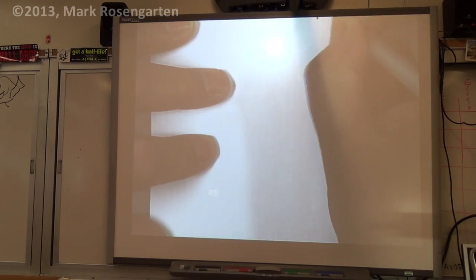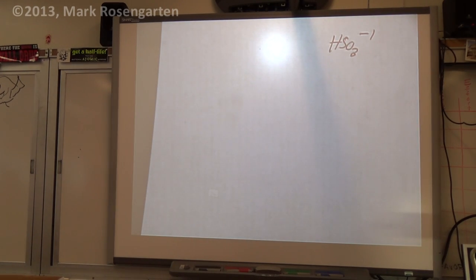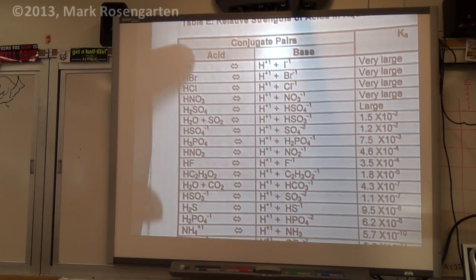Question on the big final, it's like, what is the conjugate acid of HSO3-? How do you find a conjugate acid? The conjugate acid is easily found simply by looking it up on Reference Table E. Reference Table E lists conjugate pairs.